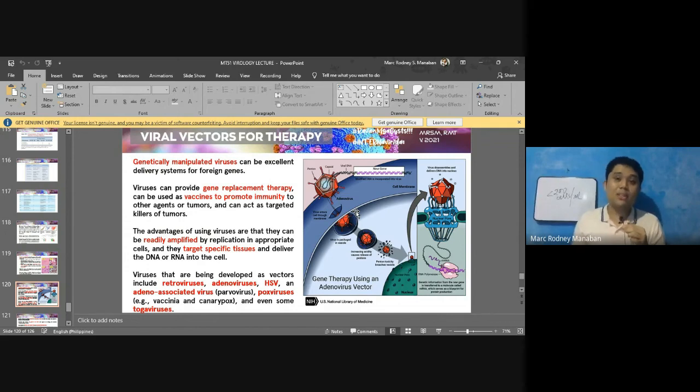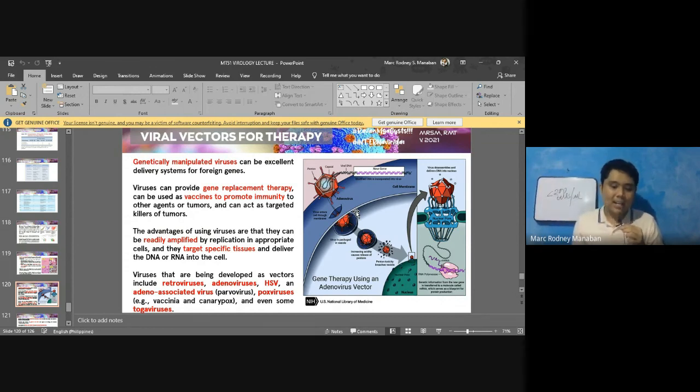Aside from that, it can also be used in vaccines to promote immunity. It can also be used to kill tumors, especially retroviruses, which are able to integrate into the chromosome. We can insert a gene there that can kill the tumor. So those are the possible usages of viral vectors.